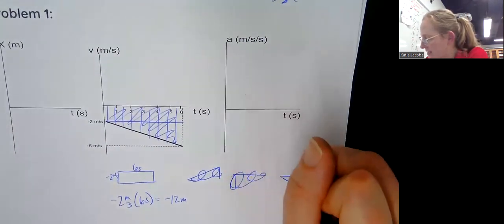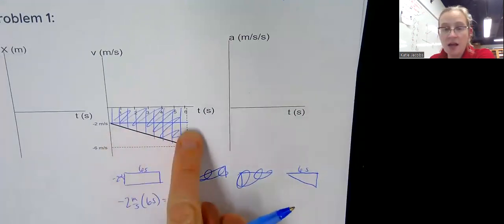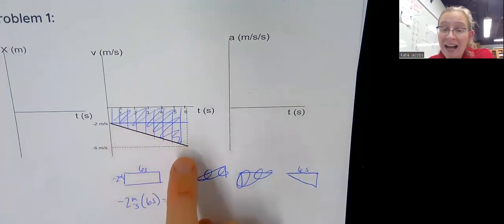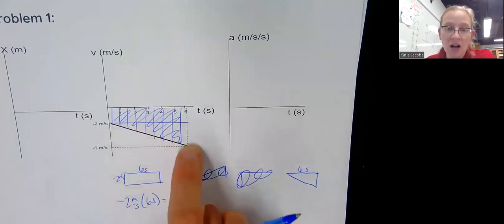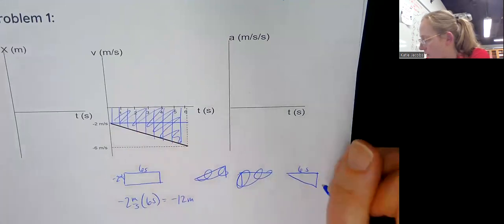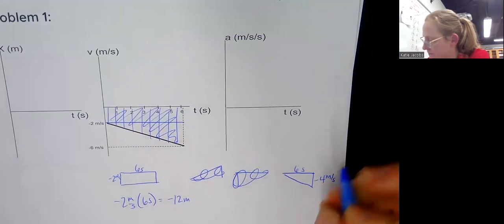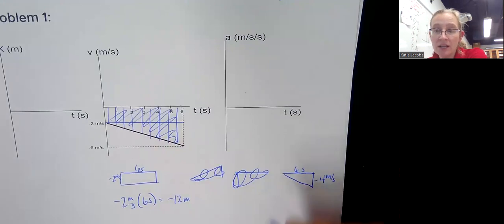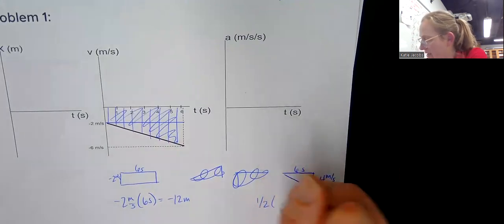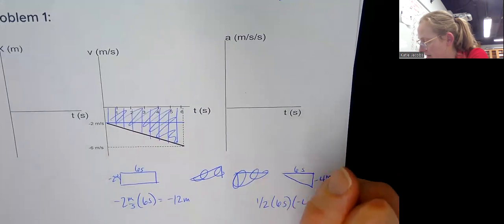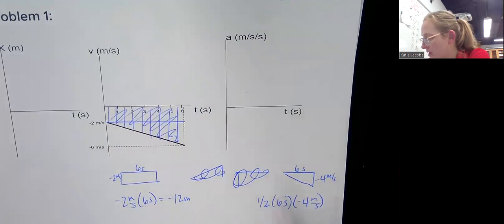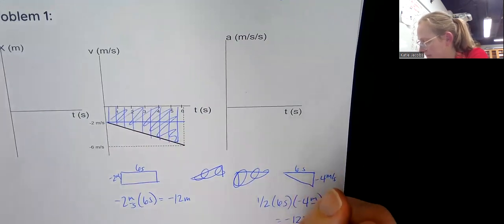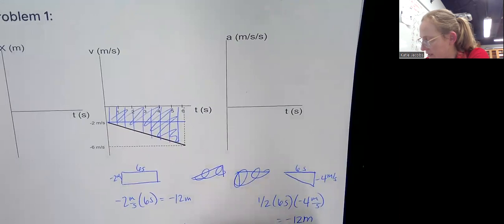The base of the triangle is 6 seconds wide. The height of the triangle is not -6 because it started at -2 and went to -6. So the height of this triangle is -4 meters per second. And a triangle isn't base times height, it's 1/2 times base times height. So 1/2 times 6 times -4. So -24 times 1/2 is, this is also -12. So then the total displacement is going to be -24 meters.